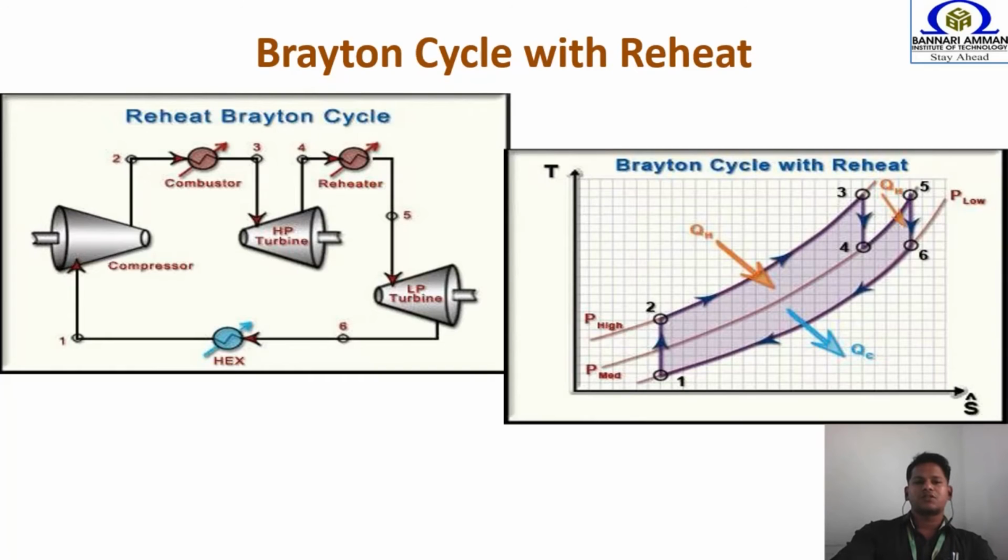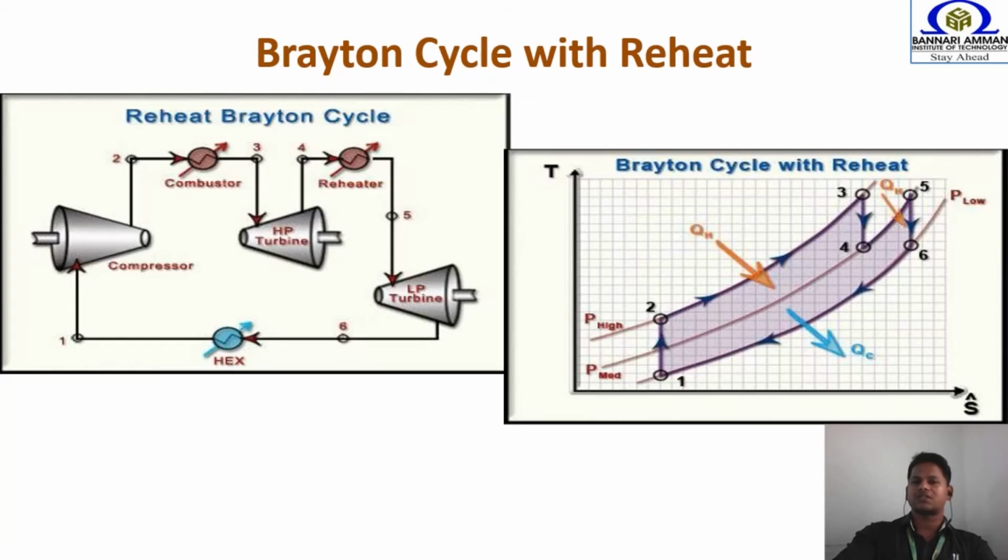So here you can see the layout of the reheat Brayton cycle and a TS diagram for this reheat Brayton cycle. As usual, we have a compressor where we do isentropic compression. After this isentropic compression, we send the compressed air to the combustion chamber where we do isobaric heat addition. An exothermic chemical reaction happens here, and we have hot gases with high energy content. We pass the gas into the turbine. Instead of a single turbine, now we have two turbines. In between these two turbines, we have a reheater.